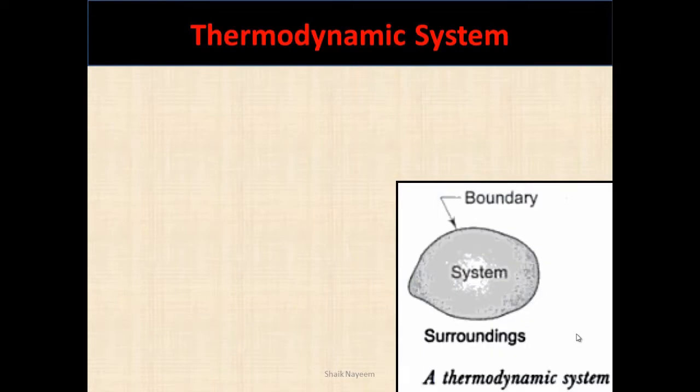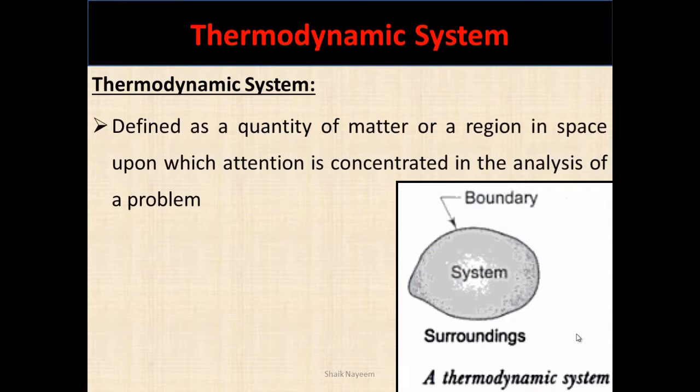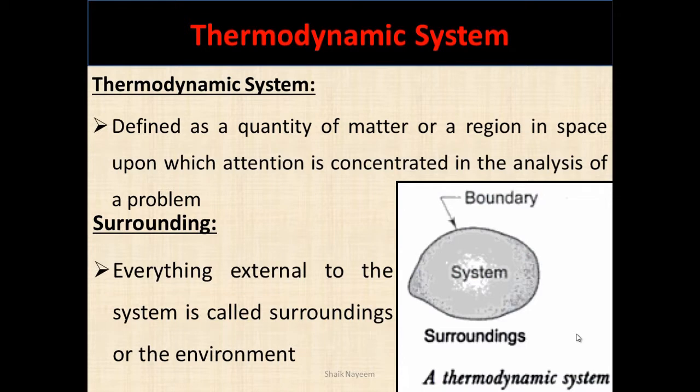Coming to the thermodynamic system. A thermodynamic system can be defined as a quantity of matter or a region in space upon which attention is concentrated for solving a thermodynamic problem. It may be a matter or a region. A region means there is no matter in that region, even though we consider it as a system. Coming to the surroundings, everything external to the system we call the surroundings, also called the environment.